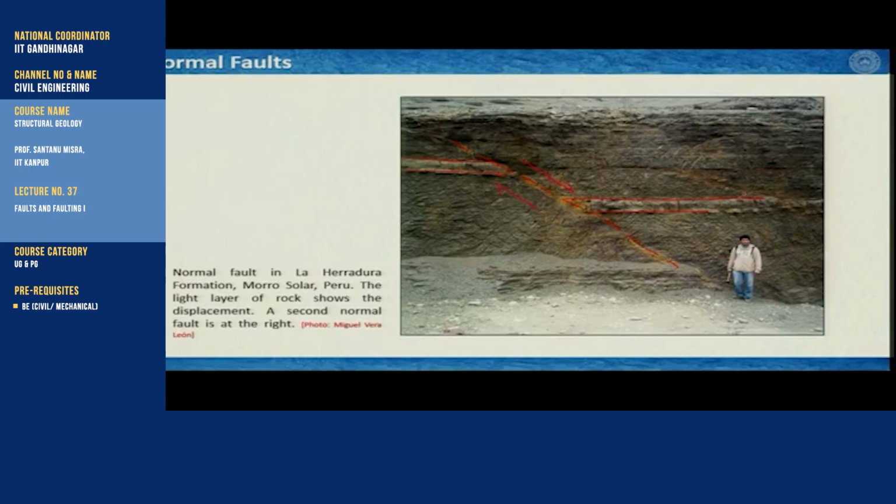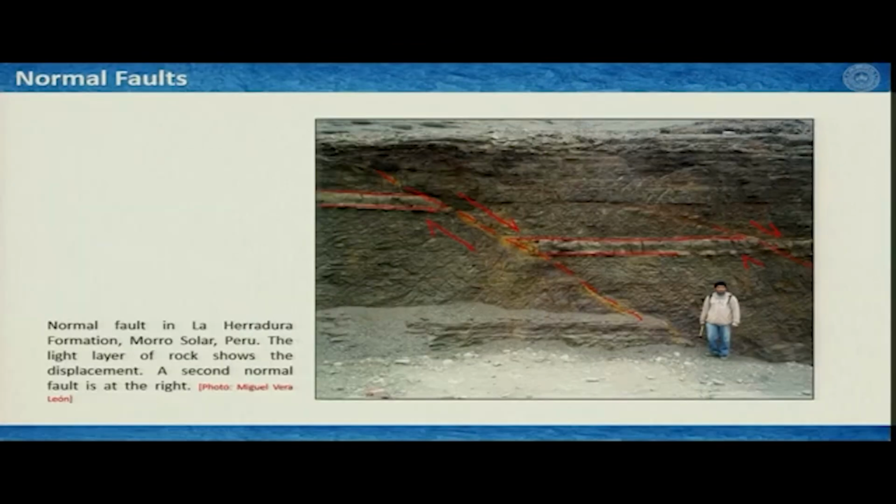We see also another normal fault here, but not as spectacular because of the small slip. So, it was here, and the net slip you can calculate from here to here. So, this is an example of a normal fault.